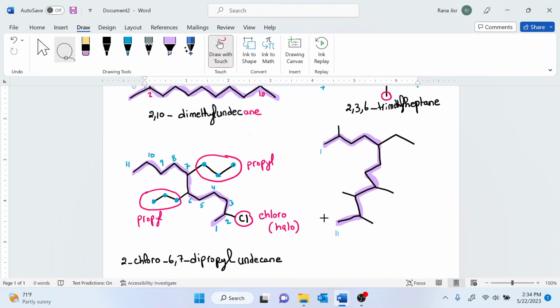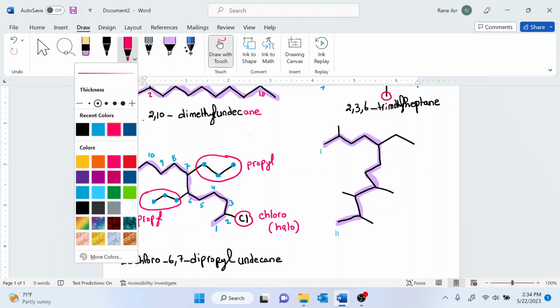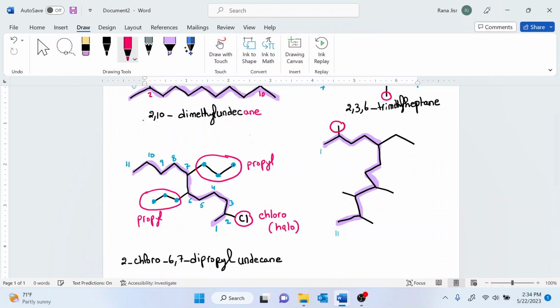Okay. Let's have another example here. This is the example where the substituents are the same on both sides of the chain. So you look for the second substituent and give it the lowest number. So here, all of whatever I'm circling is the substituent. So these are the substituents coming off the main chain.